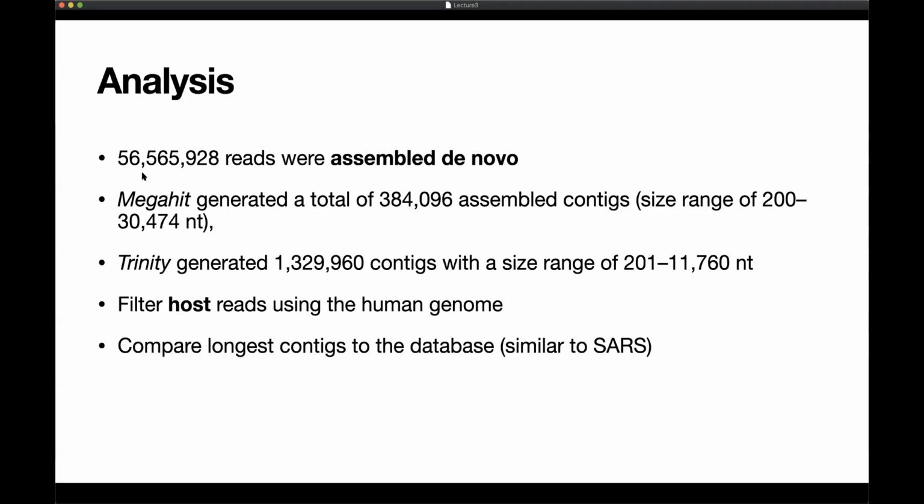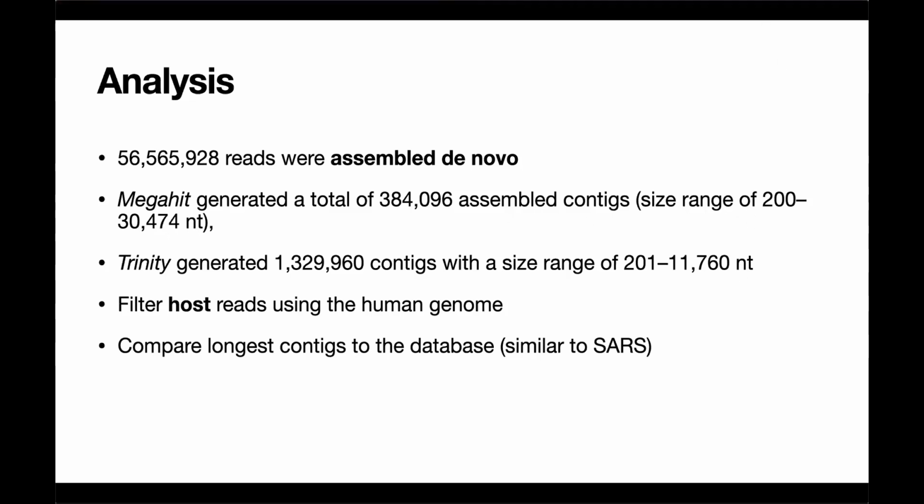Once all was said and done, there were 56.5 million reads that were just assembled de novo, right? So they just put it into a piece of software and said, find what's there. They used two pieces of software, one called MegaHit, the other called Trinity. MegaHit generated 385,000 possible assembled contigs that ranged in length from 200 to 30,500 nucleotides.